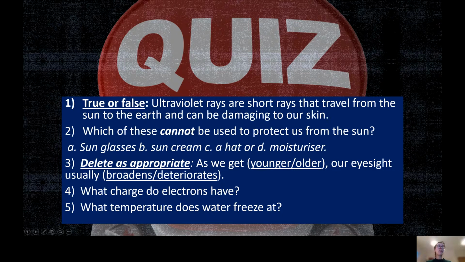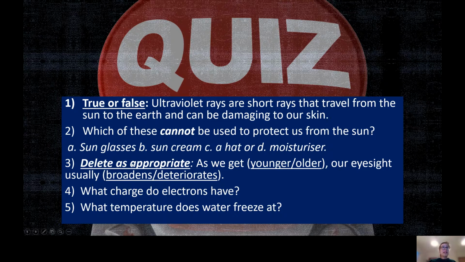Question 2. Which of these cannot be used to protect us from the sun? A. Sunglasses. B. Sun cream. C. A hat. Or D. Moisturizer. Please pause this video now and write down your answer.